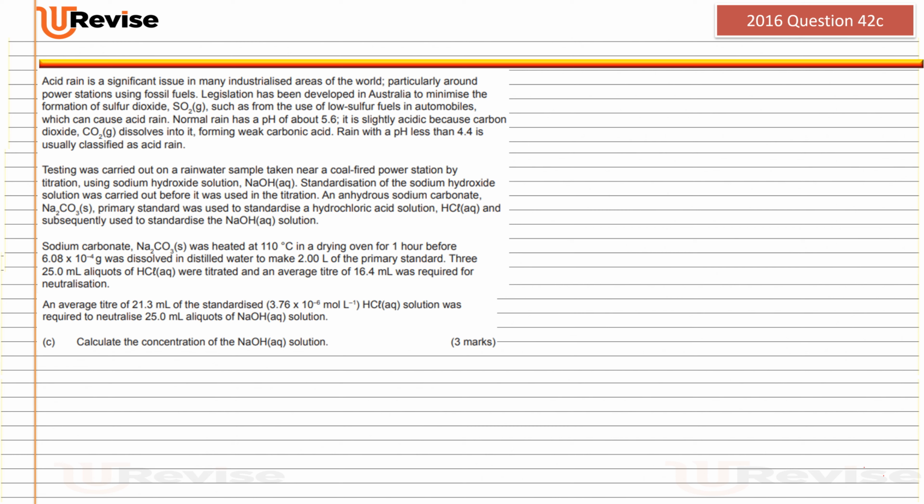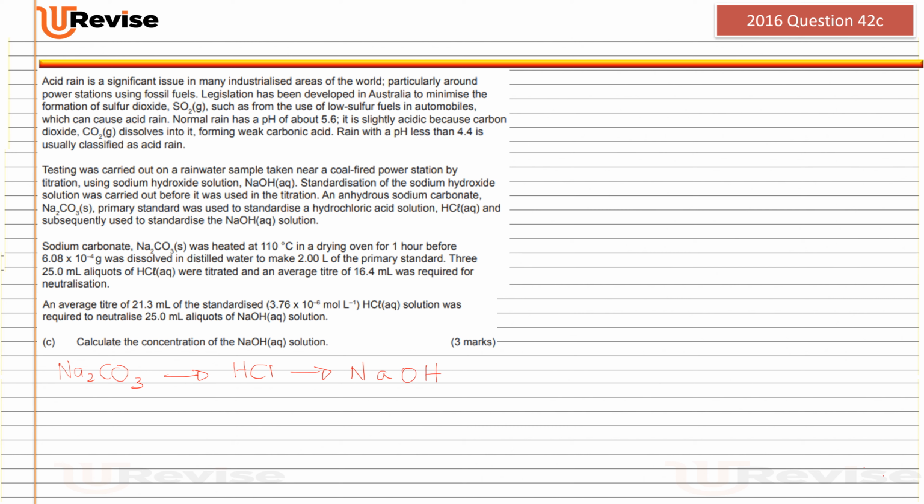This question is actually a build-up from what we did in part A. So in part A, I started off telling you that sodium carbonate was used to standardize HCl, which is what the question tells us. And we then use that HCl to standardize sodium hydroxide.